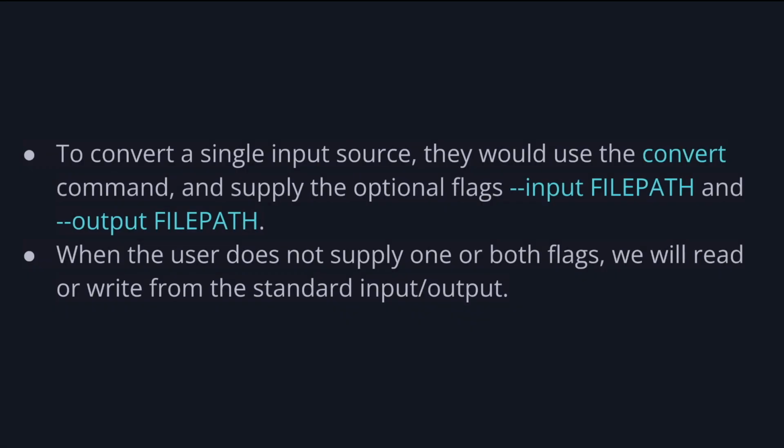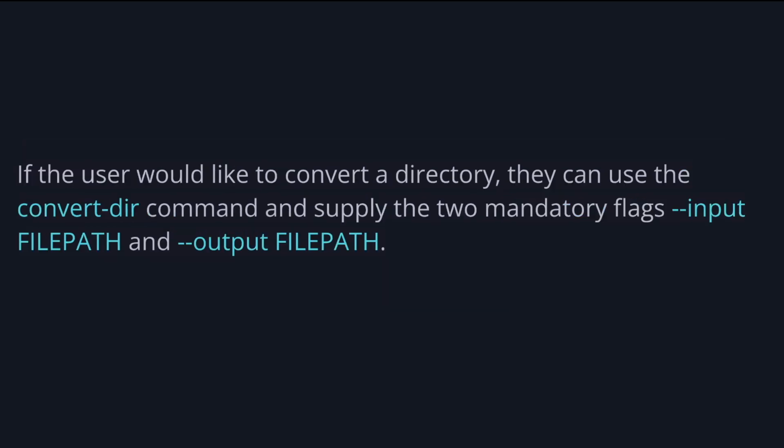In terms of interfaces, we could decide that when a user would like to convert a single input source, they would use the convert command and supply the option flags for the input file path and the output file path to read or write from a file. When the user does not supply one or both flags, we will read or write from the standard input or standard output accordingly. If the user would like to convert a directory, they can use the convert directory command and supply the 2 mandatory flags for the input file path and the output file path.